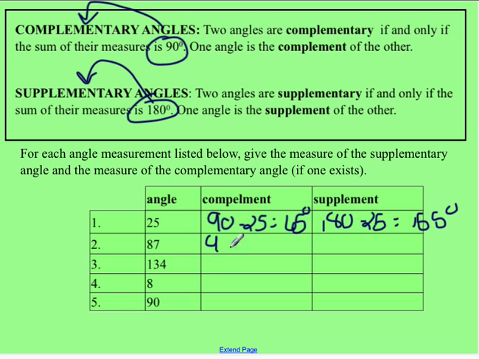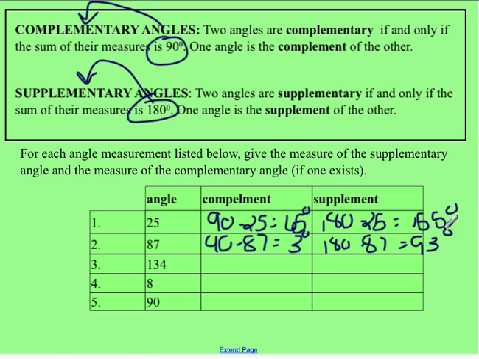Same thing for 87. I'm going to take 90 and subtract 87, so the complement is only going to be 3 degrees. That is a pretty small angle, right? Let's take a look at the supplement now. For the supplement, we take 180 and subtract 87, and that gets us 93 degrees.